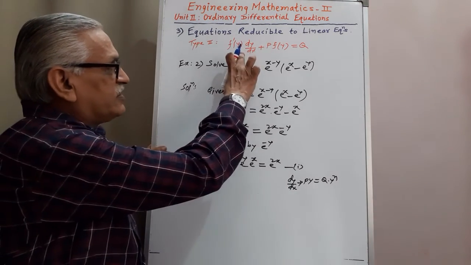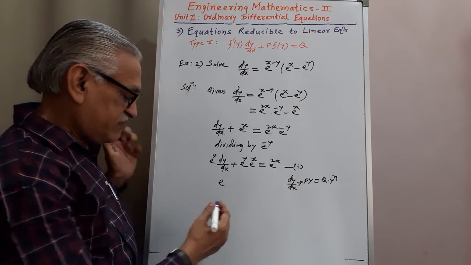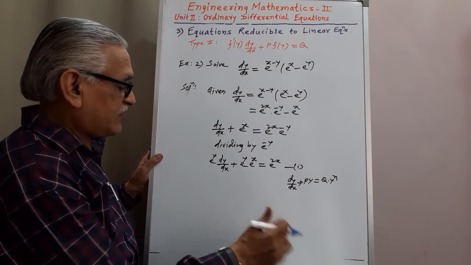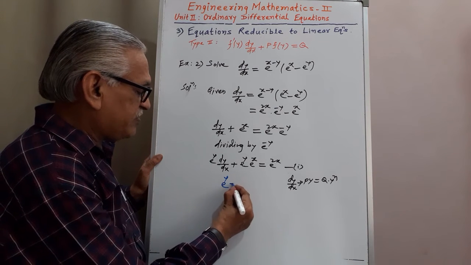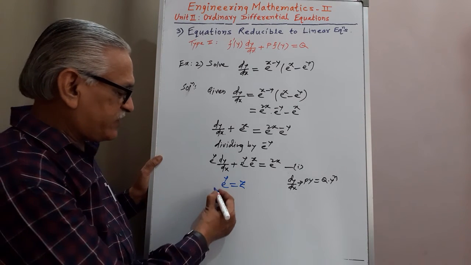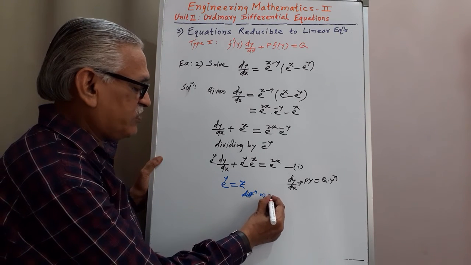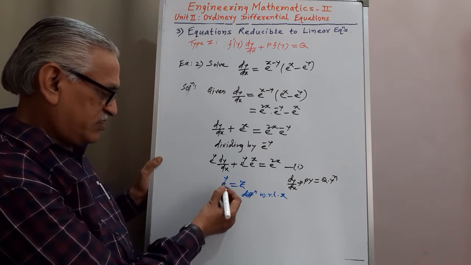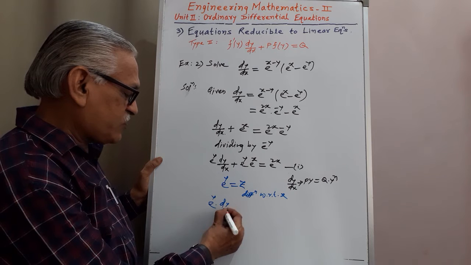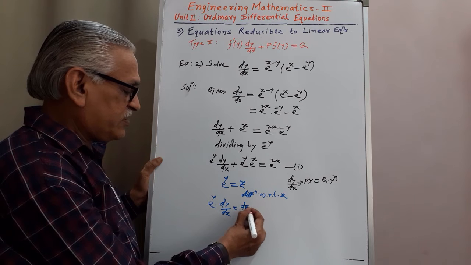Then we check whether it is in this form. For that, we substitute that e raised to y as some new variable z, differentiating it with respect to x. Its derivative is e raised to y, chain rule, derivative of y with respect to x, dy by dx, and the derivative of z with respect to x is dz by dx.